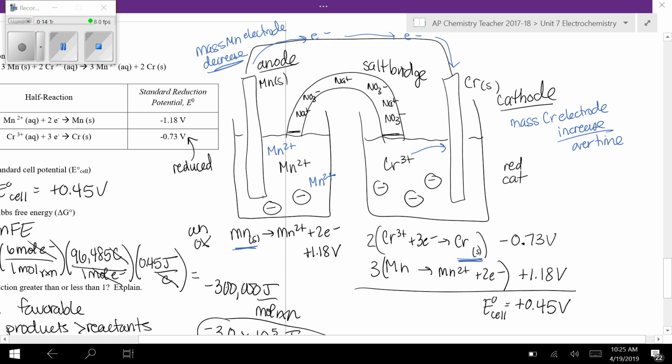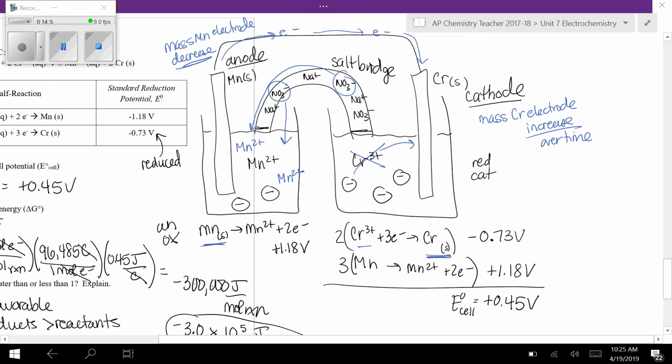And then we're talking about electric neutrality. So this solution is becoming more positive. In order to neutralize that, some nitrate ions from your salt bridge are going to move over here to neutralize those extra manganese. On this side, my chromium ions are getting used up. So we're going to have a buildup of negative charge over here. So that means that my sodium ions from the salt bridge are going to move this way to maintain the neutrality of this solution over here.